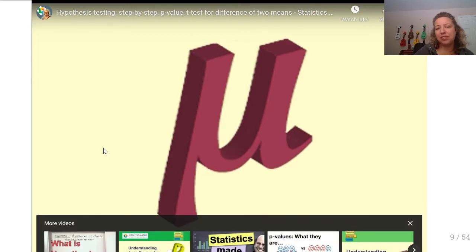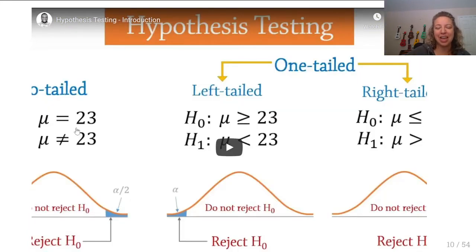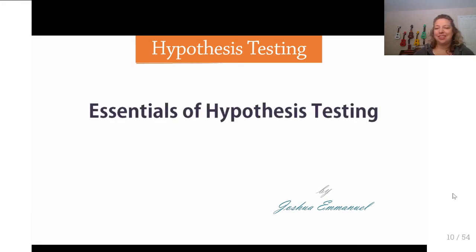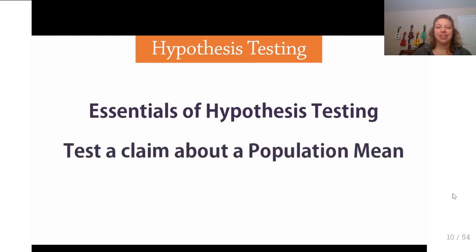Now I'm going to stop this video here because this example is doing two means, and in chapter 5, we're only going to do one mean. We will move into two means, but not in chapter 5. So I'm going to stop this and move on to the next video, where I'm going to briefly go over the essentials of hypothesis testing. And in the second part, I will test a claim about a population mean.